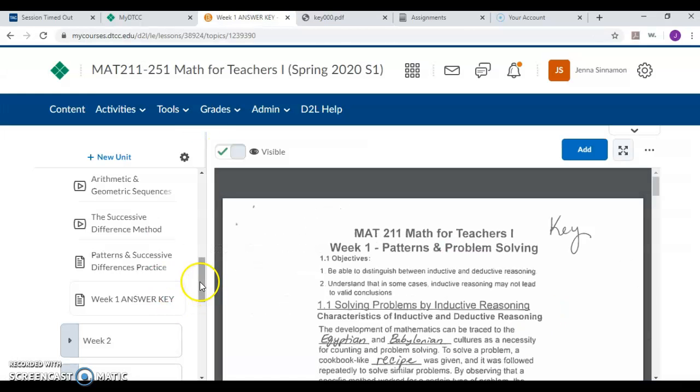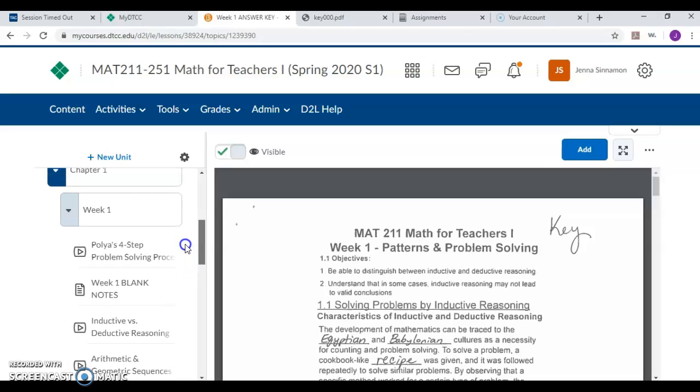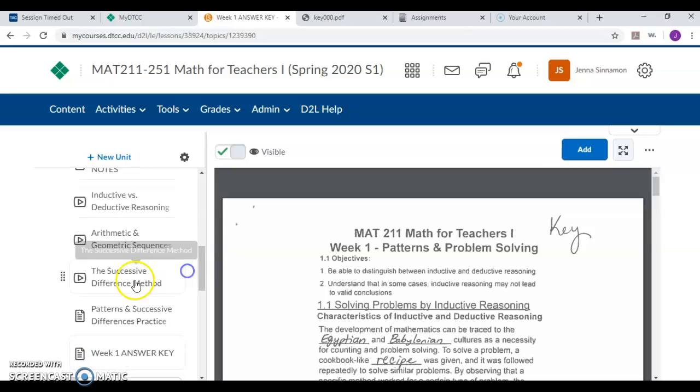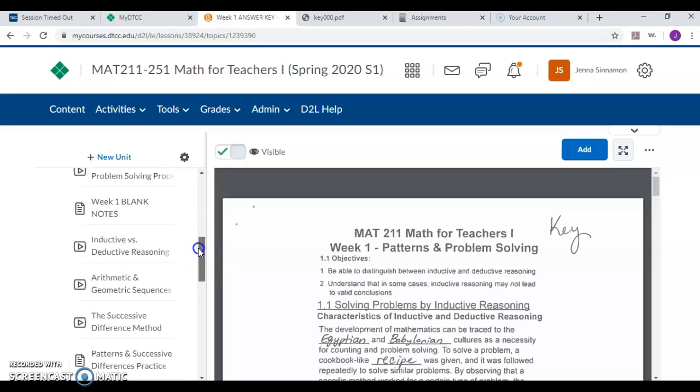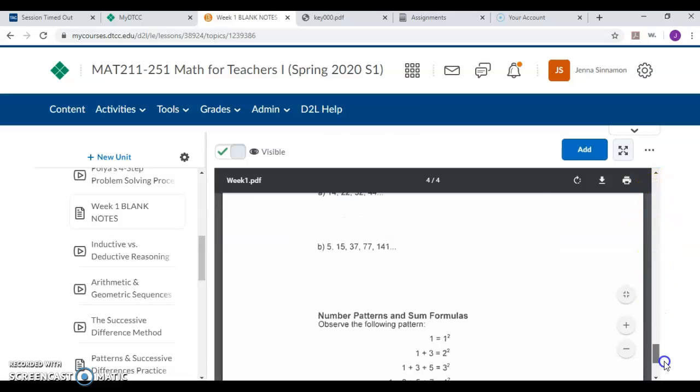Now, successive differences, if you take a look at my screen, and when you go under week 1 folder, under chapter 1, there are videos about successive differences, and there's also patterns and successive differences practice that I highly recommend that you take a look at. I wanted to point those out before we go over successive differences. And also on your notes, let me pull up your notes that you guys have.